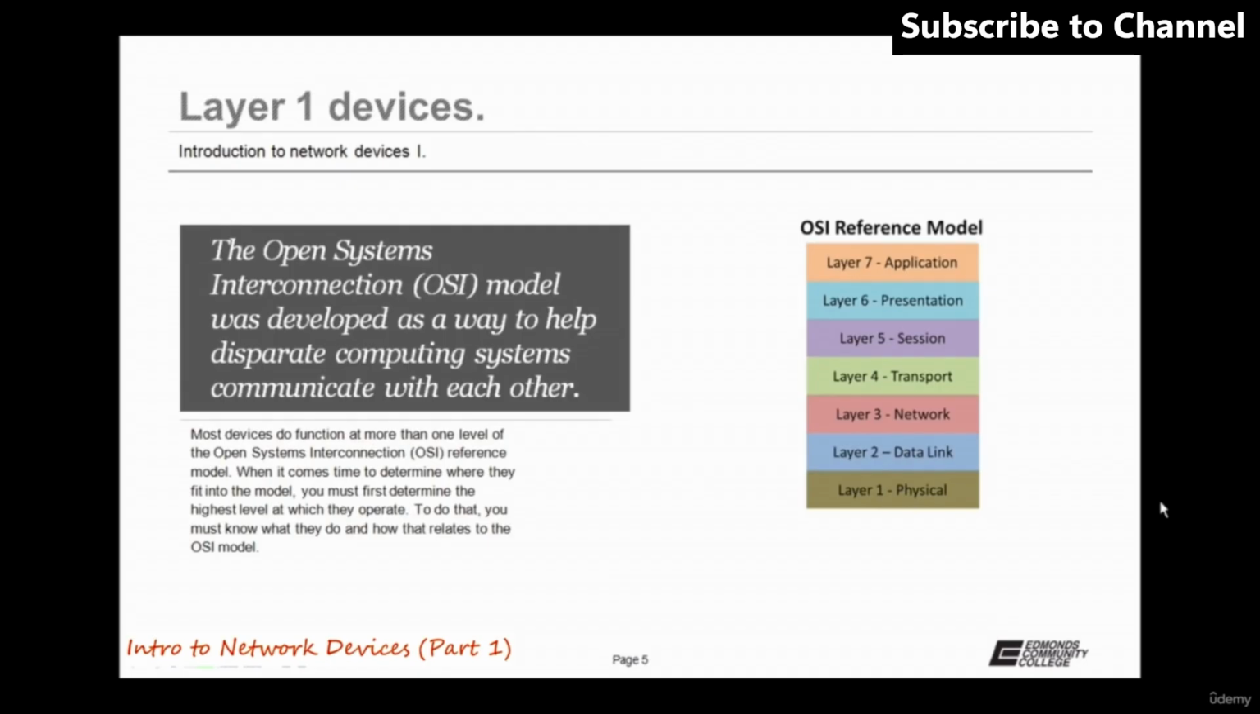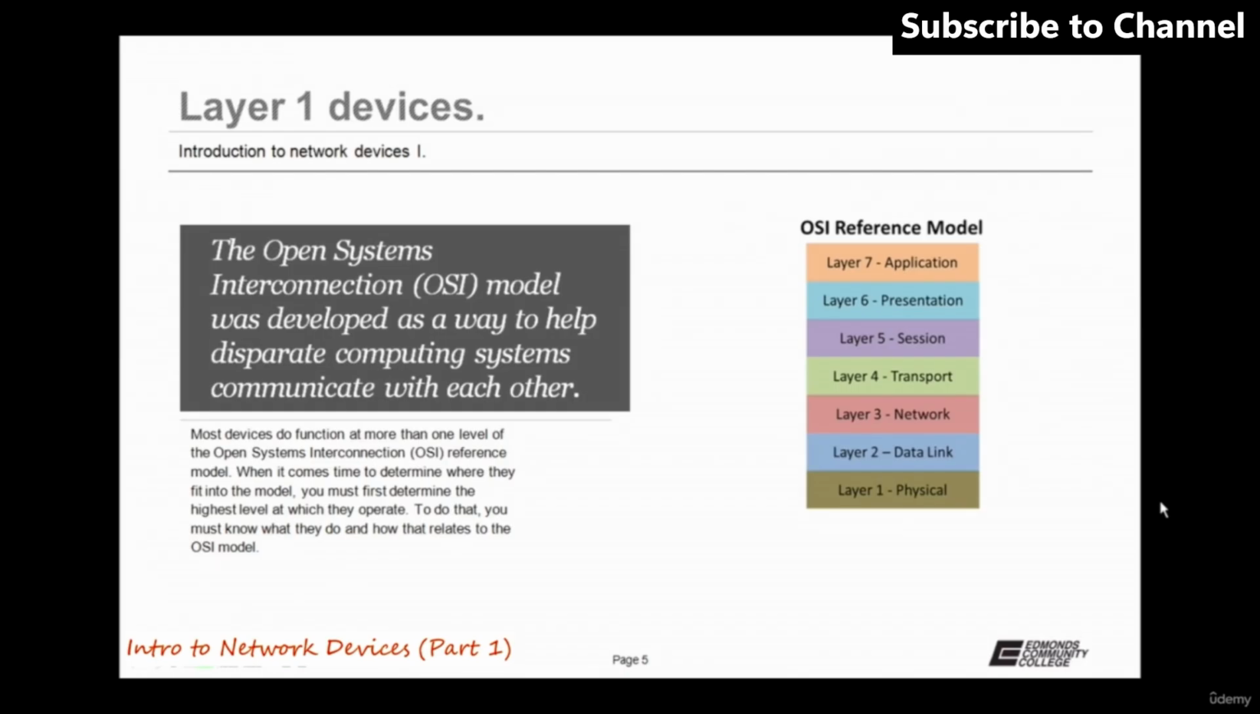Before I start talking about the Layer 1 devices, we need to talk about the Open System Interconnection model, the OSI model. It was developed as a way to help disparate computing systems to communicate with each other. The OSI reference model has 7 layers. Layer 1 is the physical layer, Layer 2 is data link, Layer 3 is network, Layer 4 is transport, Layer 5 is session, Layer 6 is presentation, and Layer 7 is application. We're going to be discussing the bottom 3 layers, Layers 1, 2, and 3 today.